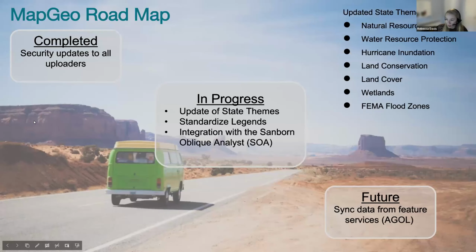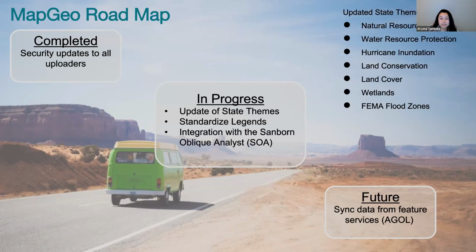Right. Now that we know that, go ahead and talk about the roadmap. Next, we're going to jump into the roadmap. So as part of the MapGeo team, we're constantly making updates and improvements based on client needs, availability of new data, and advances in technology. This year, some of you probably know that we've implemented security upgrades to all automatic data uploaders. So just taking this time to thank all of our clients for their patience and partnership as these were being installed. You also may notice some updated state themes, which you'll see on the list to the right, as well as the implementation of standardized legends for a cleaner and more intuitive look.